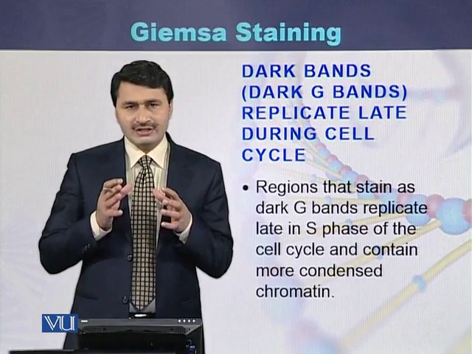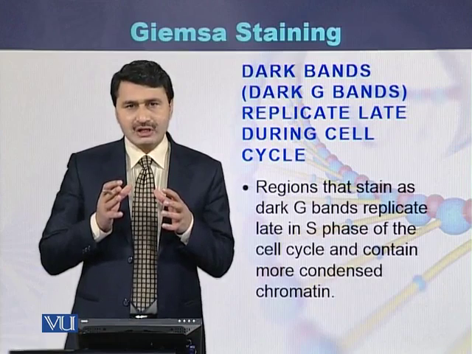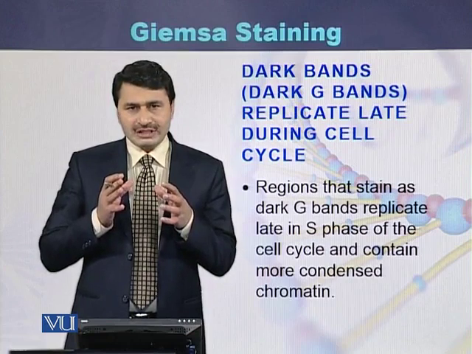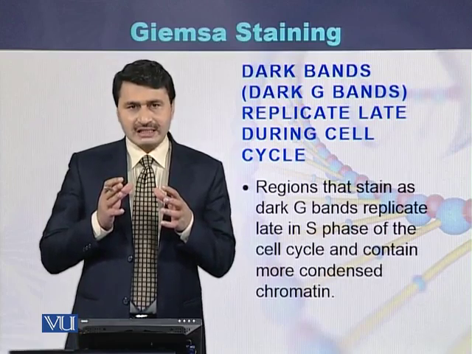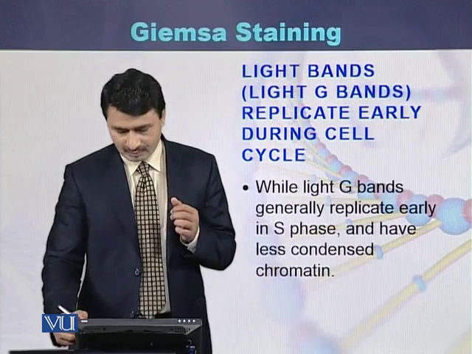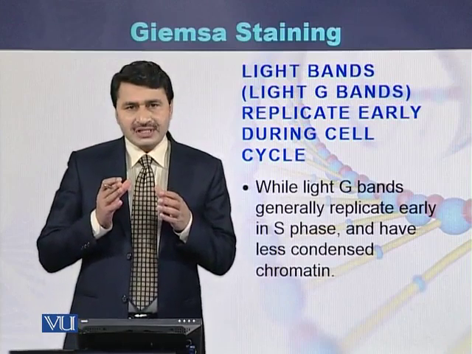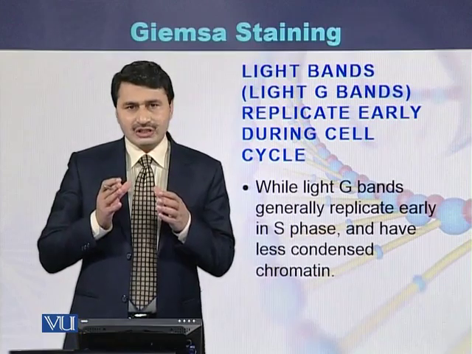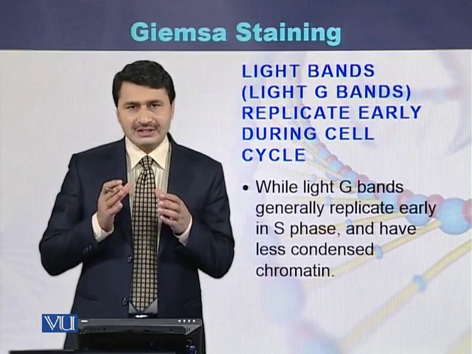As we know, while dividing the cell into two cells, the DNA or the genetic material of the cell divides and replicates. So the DNA present in the dark bands replicates late during the cell cycle, and this DNA is AT rich. On the other hand, light G bands replicate early during the cell cycle. So this is the difference between the two types of bands, dark G bands and light G bands.